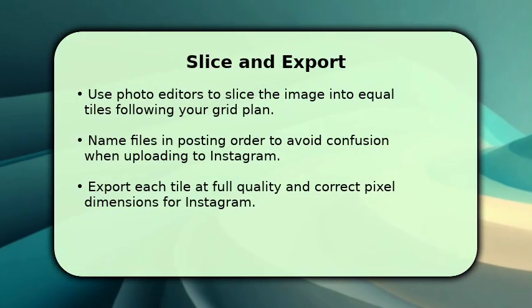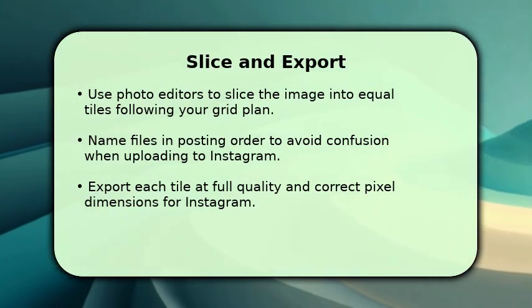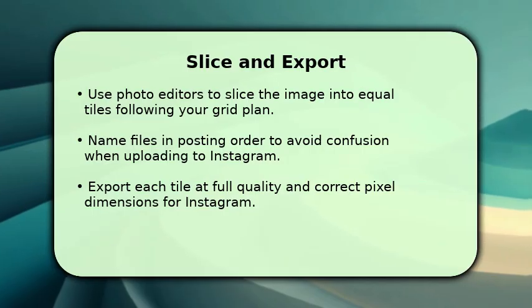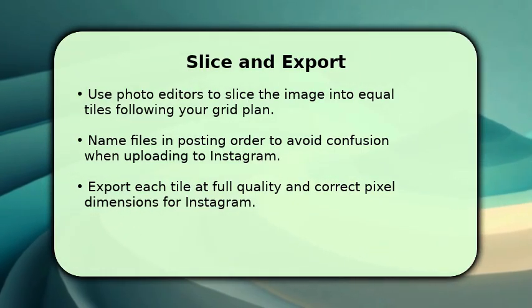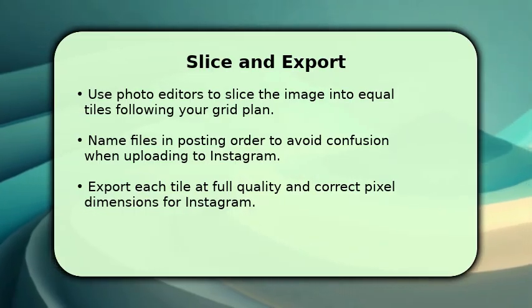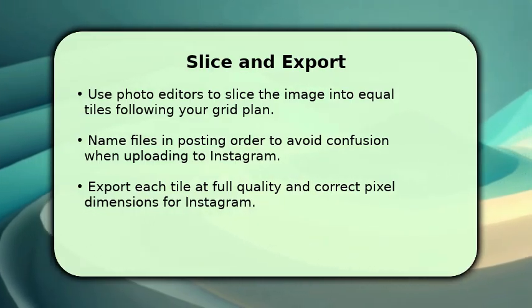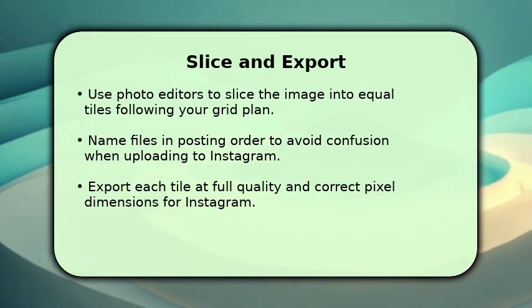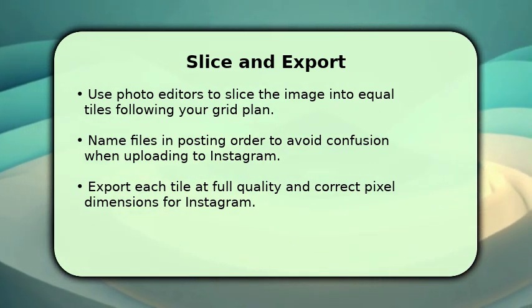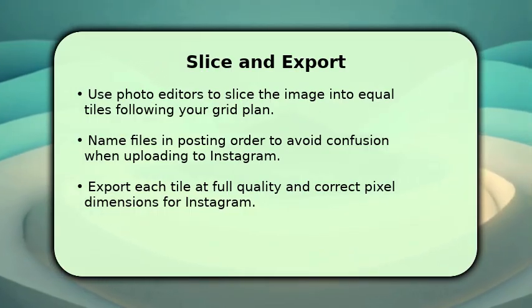Open your edited square in a slicing tool or grid plugin and divide it evenly into your chosen grid, such as 9 equal tiles for a 3x3. Export each tile as a high-quality JPEG or PNG and label them in posting order to keep sequence straight. Double-check each slice for alignment and quality before uploading to Instagram to ensure the collage appears seamless.